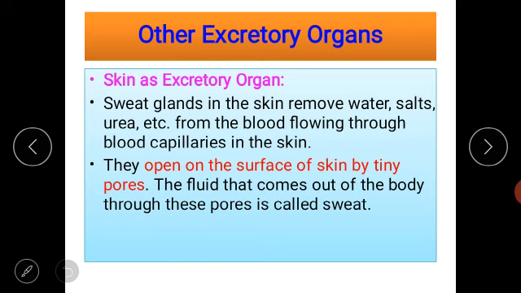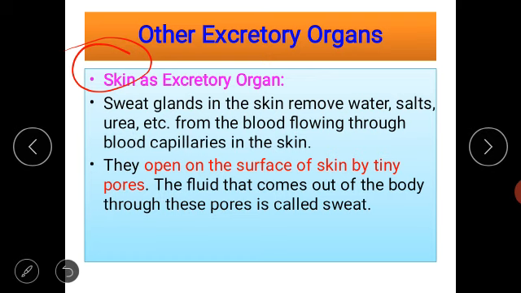First is skin. Skin also acts as an excretory organ. Sweat glands in the skin remove water, salts, urea, etc. from the blood flowing through blood capillaries in the skin. They open on the surface of the skin by tiny pores. All our skin has tiny pores, and sweat glands are connected to them, and sebaceous glands are also connected to the pores of the skin.